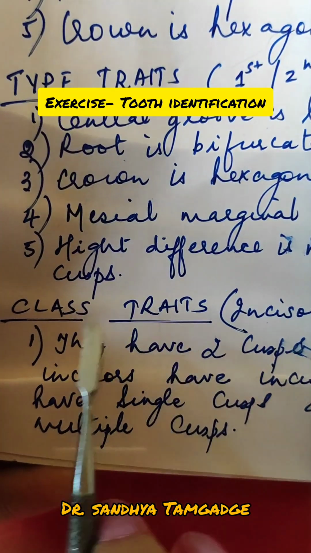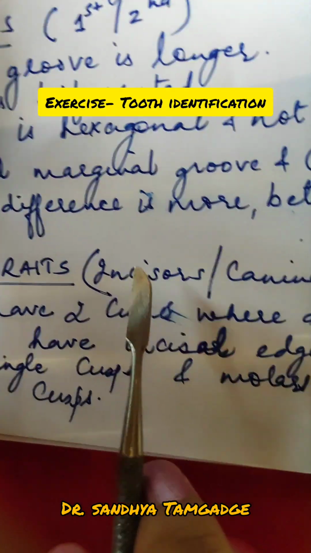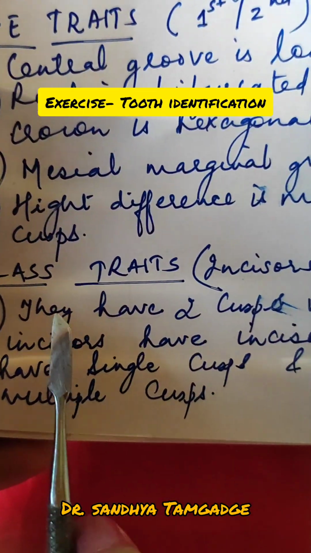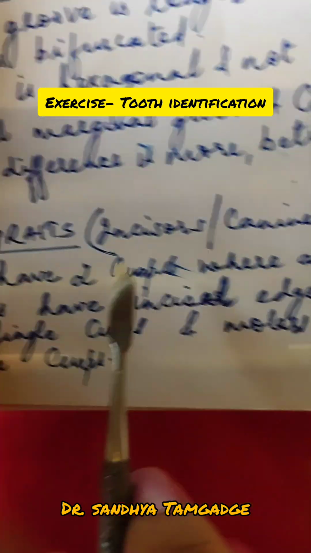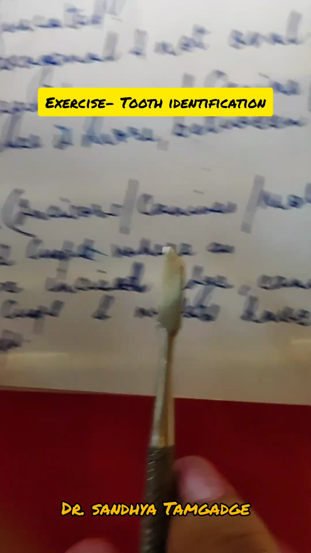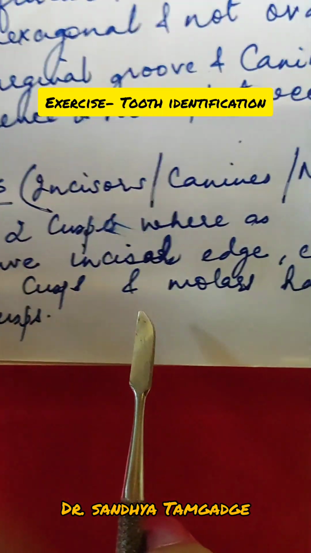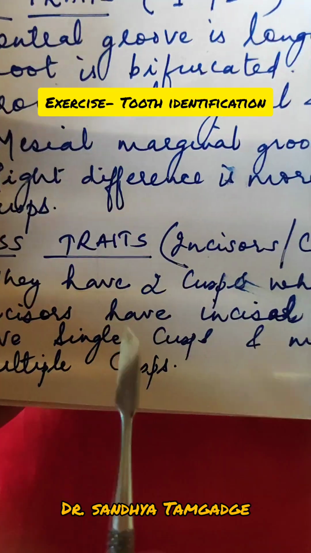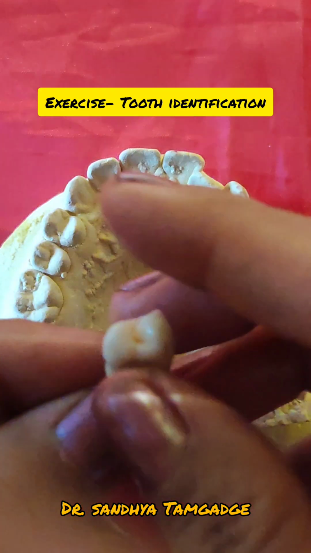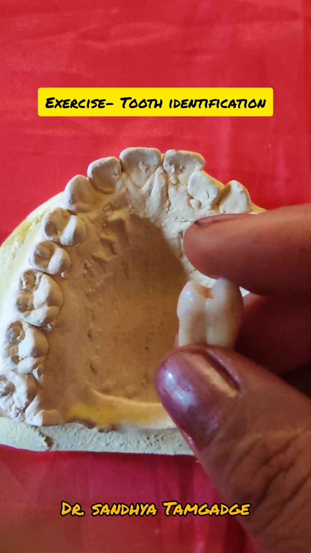Now the class traits: why this tooth is a premolar and not an incisor, canine or molar. So premolars have two cusps, whereas incisors have an incisal edge, canines have a single cusp, that is why they are called cuspids, and molars have multiple cusps. There is one more feature to mention, whether it is of right side or left side. For every tooth we need to mention the side.